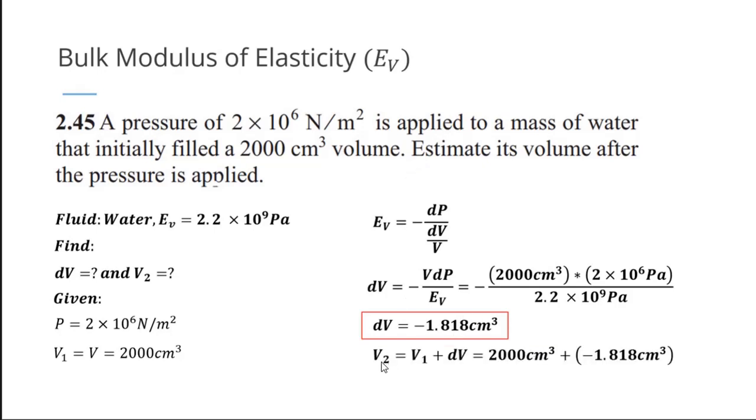Now, to find the final volume, we get V2 is equal to V1 plus differential volume. So we have V1 originally 2000 cubic centimeter. So we need to add the change in volume. So yun yung use ng negative sign. So lagi ka lang add and always use the sign convention. So plus negative 1.818. And finally, we have final volume of 1998.182 cubic centimeter. Okay, so the volume was reduced.